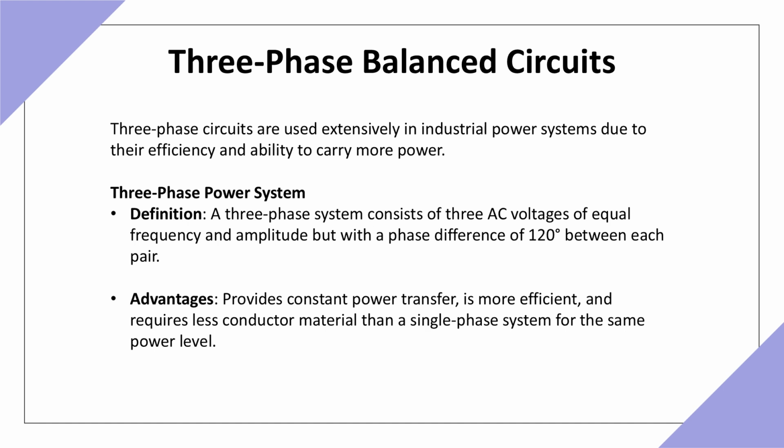Three-phase circuits are a cornerstone of industrial power systems. A three-phase system has three AC voltages of equal frequency and amplitude, but their phases differ by 120 degrees. These systems offer advantages like efficient power transfer, reduced conductor material, and the ability to carry more power than single-phase systems. Three-phase circuits are used extensively in heavy machinery, HVAC systems, and industrial equipment.